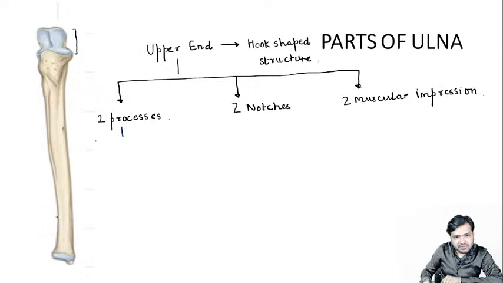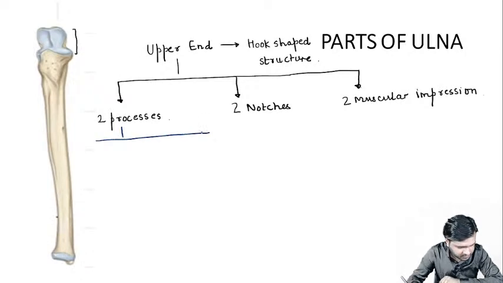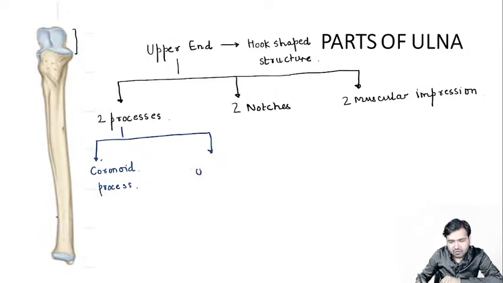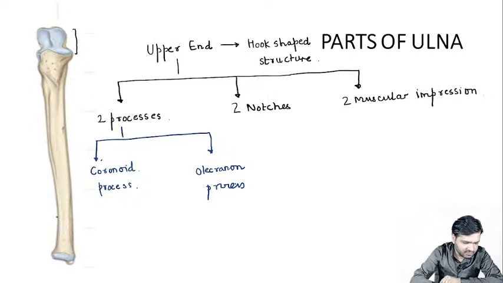So the two processes over here: the first is the coronoid process. I want to know, in which bone have you read the word coronoid? Here I am talking about the coronoid process. And the second one is the olecranon process. I'm waiting for your answers, everyone.